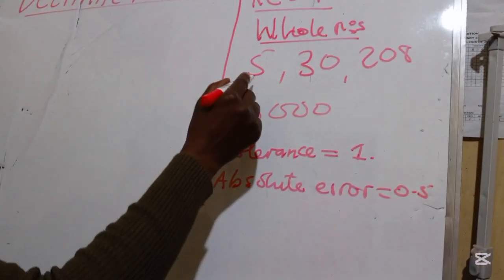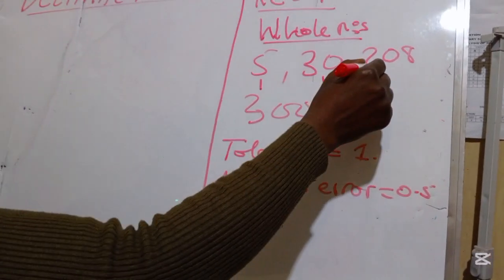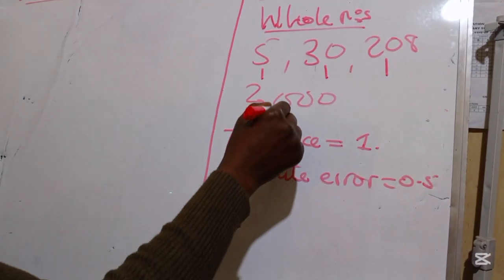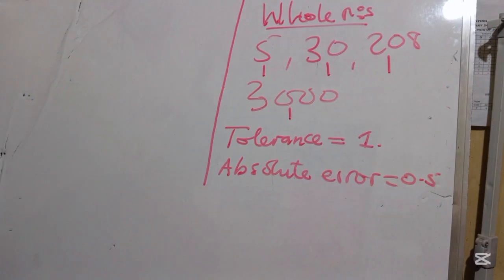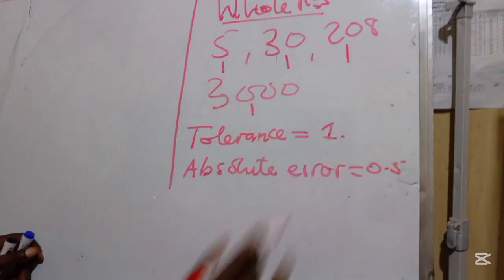For example, what is the tolerance of 5? It is 1. Tolerance of 30 is 1. Tolerance of 208 is 1. Tolerance of 3000 is 1. Those are some of the things. Absolute error for this one is 0.5, as long as it is a whole number.